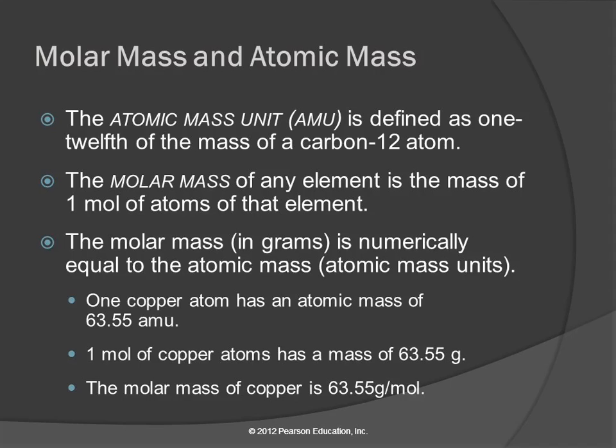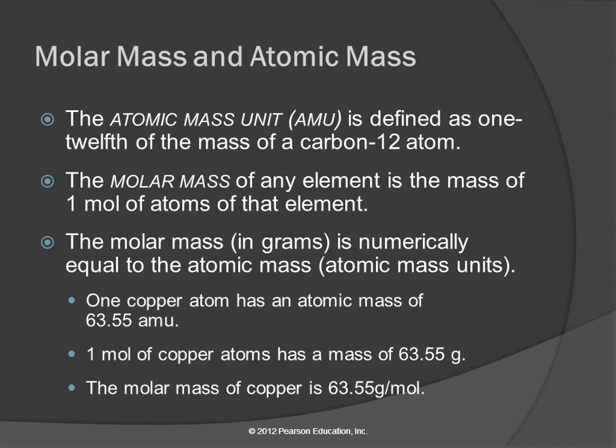Now, because of how the atomic mass unit and Avogadro's number were defined, the molar mass in grams is numerically equal to the atomic mass in atomic mass units. So this just becomes really convenient. If we look up copper in the periodic table, underneath the symbol for copper, we see the number 63.55, or something close to that. What does that mean? That means that 1 atom of copper weighs 63.55 atomic mass units. But if we have a mole, a chemist's dozen of them, it weighs 63.55 grams. So all those numbers do double duty.